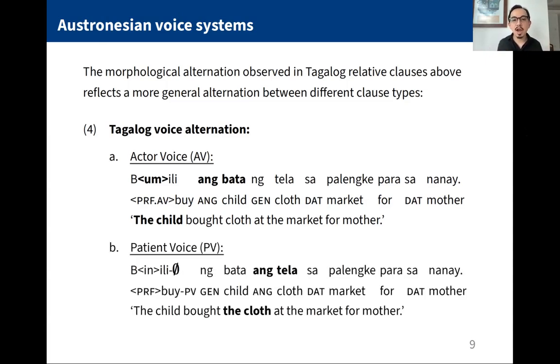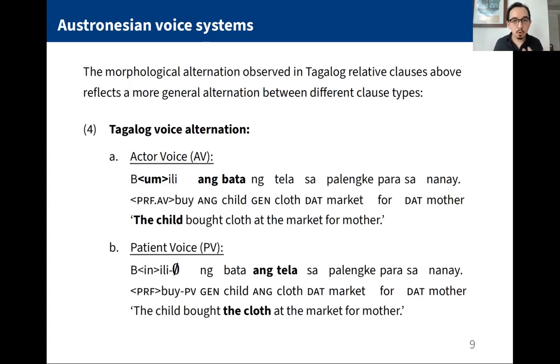We could also describe this event, roughly equivalently, by choosing to put the ang marker on the theme, cloth, instead. And then we get a different corresponding verb form, which in this literature is called the patient voice. When we look at just this alternation between 4A and 4B, it's tempting to think of the ang-marked argument as something like the choice of subject, and that tends to be how this is described in this literature. And therefore, to relate this alternation between 4A and 4B to a more familiar active-passive alternation.